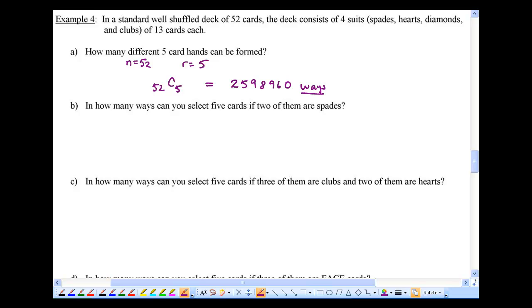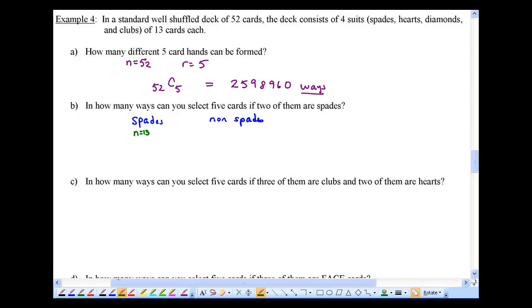What if I change this now? Be a little bit more selective. I said, how many ways can you select 5 cards if 2 of them are spades? So now I'm saying, okay, I'm still selecting 5 cards, but I want spades and non-spades. Out of the 5, I want 2. Yeah, 2 spades, right? So, how many spades are in the deck? Yeah, there are 13 spades, right?